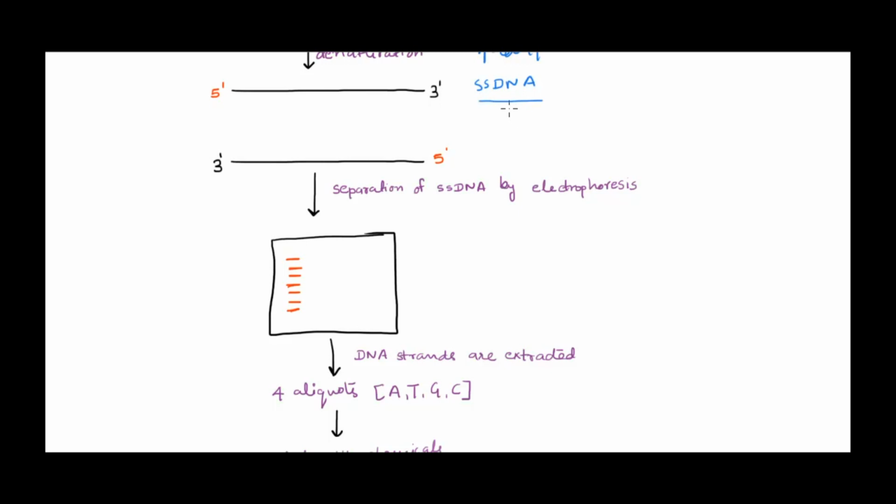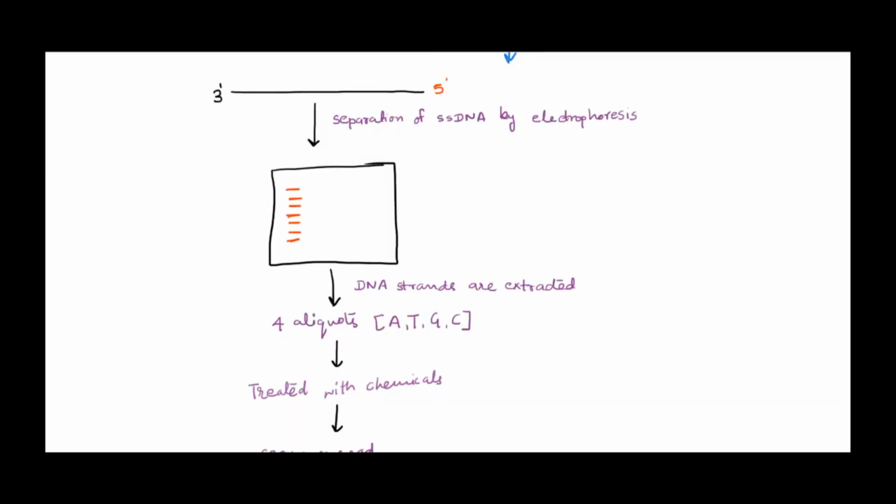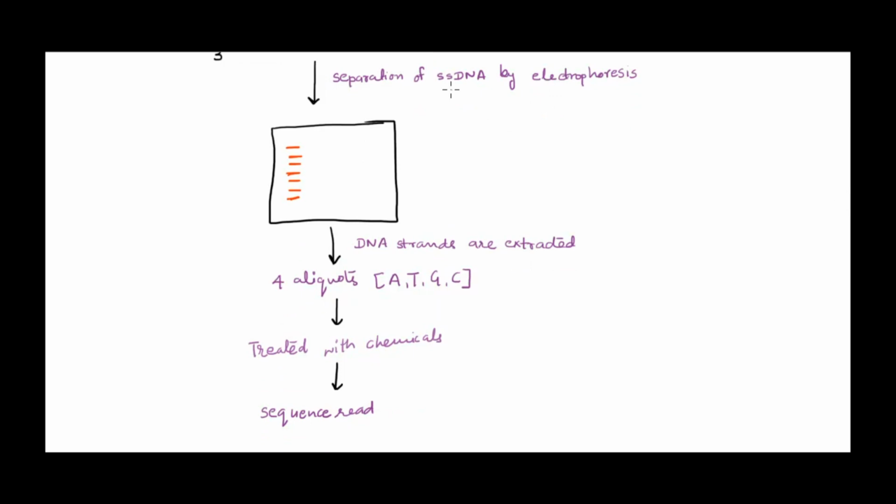Here what we need to do is separate each single strand DNA and purify them for the next step for reading the DNA sequence. So now this single-stranded DNA, run it on gel electrophoresis, subject it to electrophoresis. All the single strands will be separated. This is a schematic representation. Once these single-stranded DNA are separated on the gel, go for extraction of this DNA.